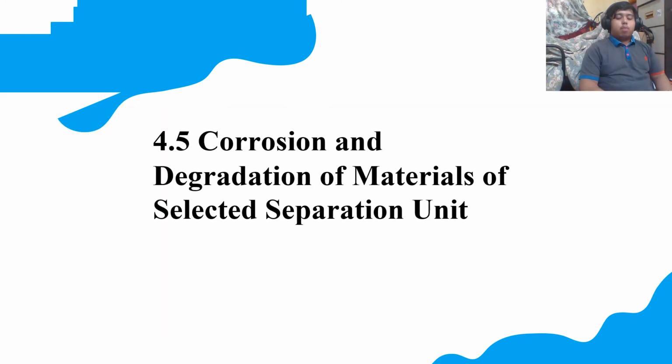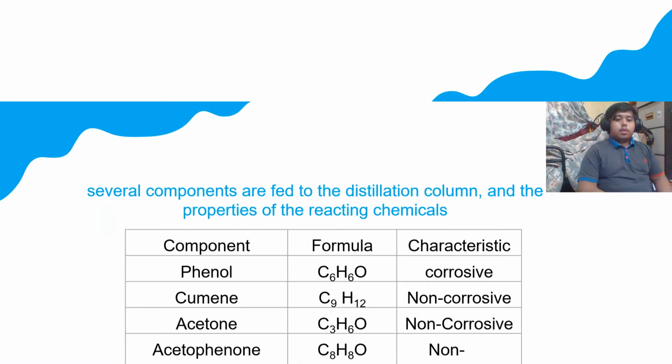My name is Muhammad Madani, and today I will explain to you about the corrosion and the degradation of material of the selected separation unit, that is the distillation column. Corrosion is an electrochemical reaction where the metal is being exposed to the environment and loses its electrons.